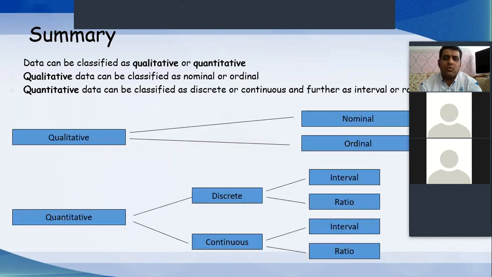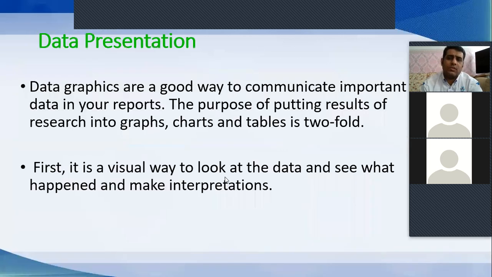If discrete means the whole number will be there, continuous can be 2.3, 3.8, 9.6, something like that. So now this is the overall picture. The qualitative data can be nominal or ordinal, and then the quantitative data is discrete or continuous. Then further, interval and ratio will be there.